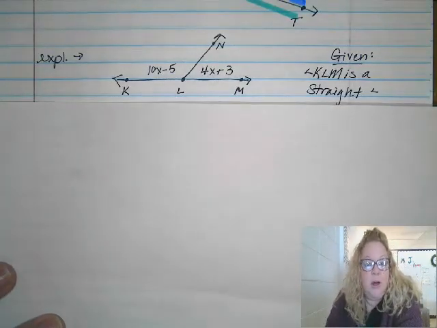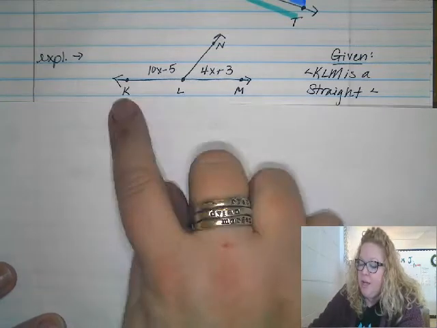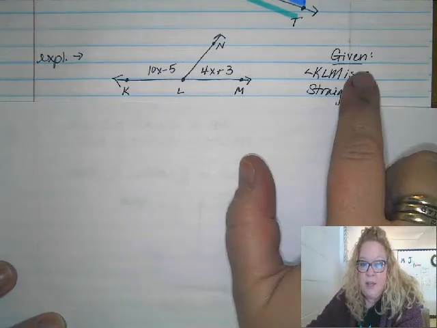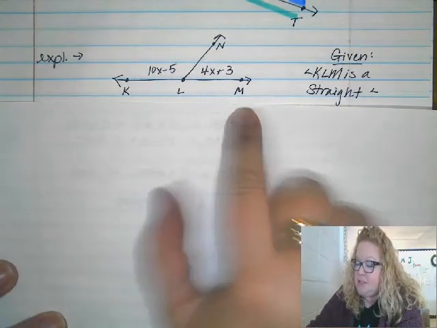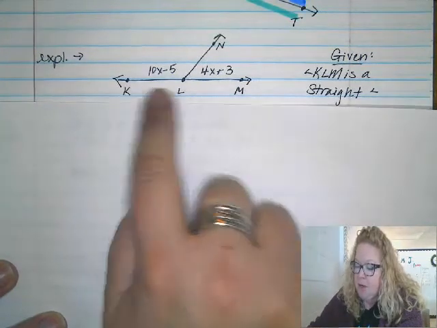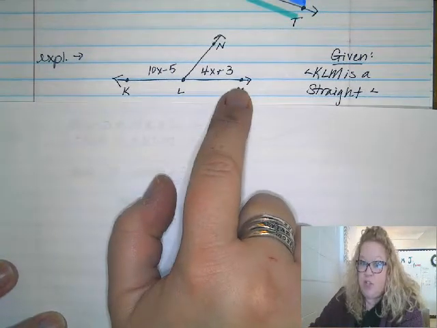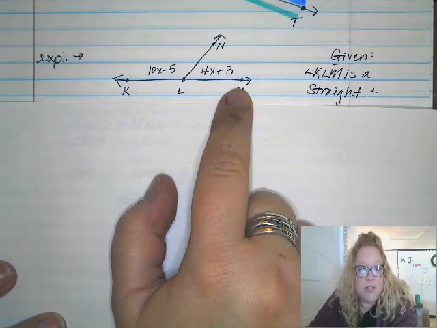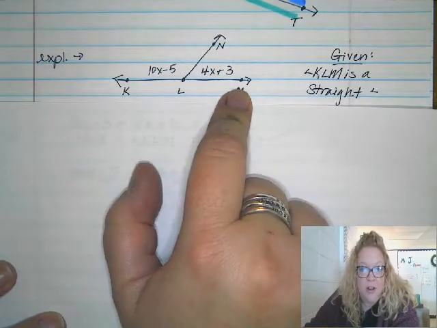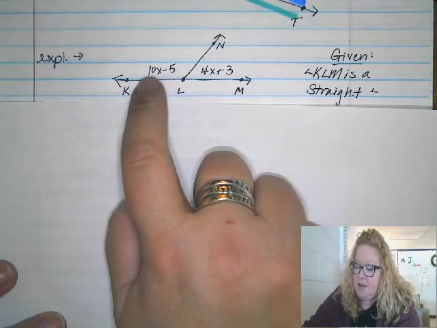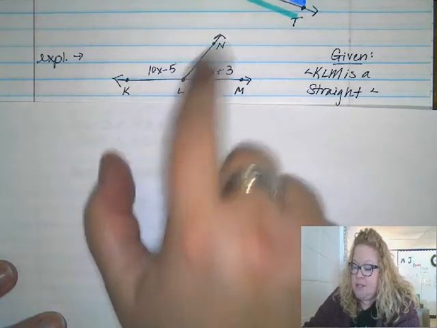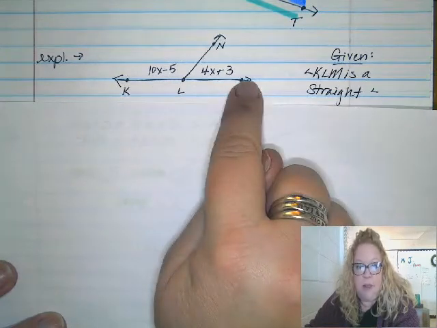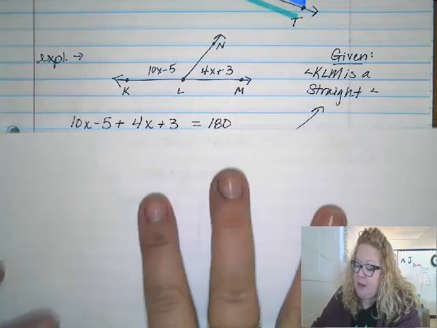Here is an example of what we're going to see. So here I can see the given has told me that KLM is a straight angle, meaning this right here is a straight line, which again tells me something, right? A straight angle or a straight line is equal to 180 degrees. And together, I can see that this angle plus this angle is going to equal that whole piece. So we're going to set that up together.